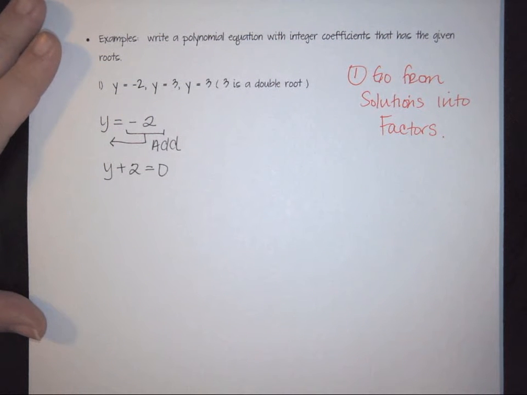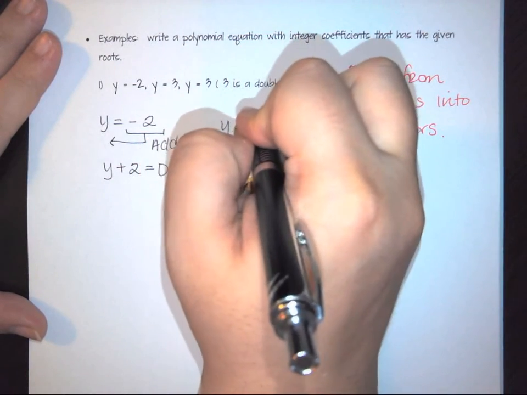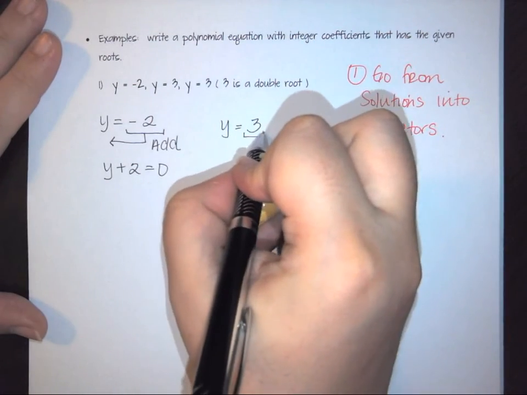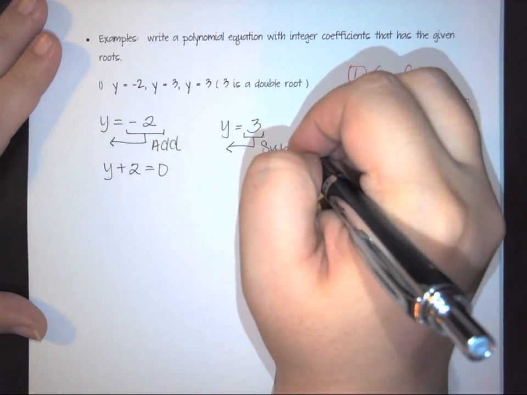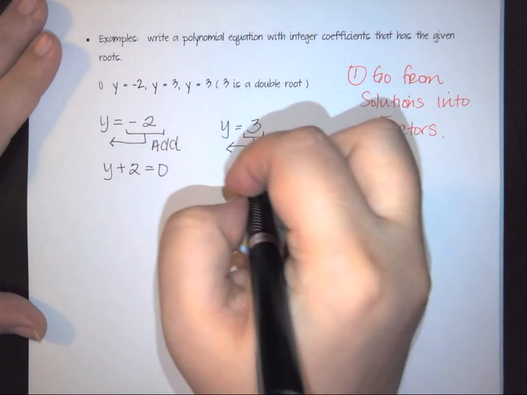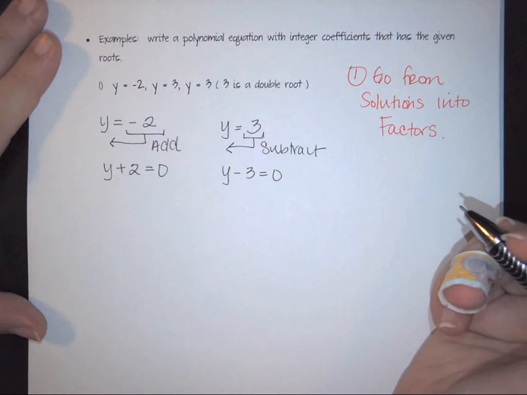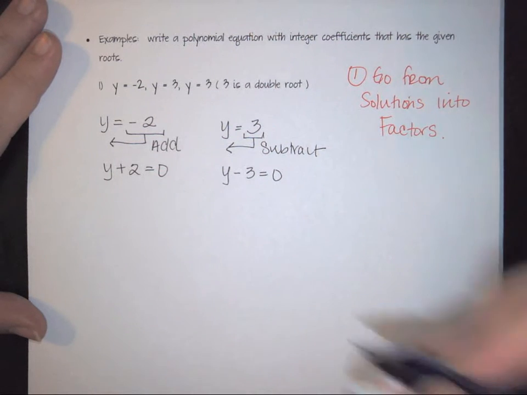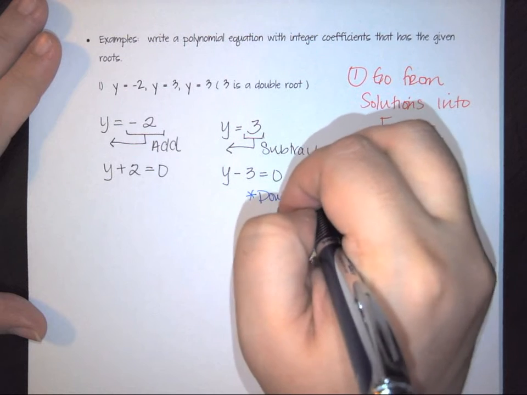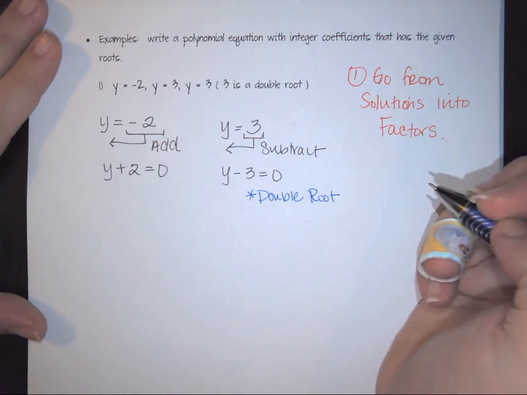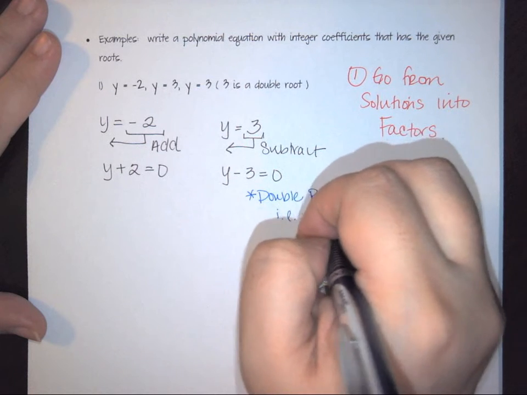Now I need to do the same thing with my other root. So in this case I have y equals 3. Again, I need to take this 3 and shift it because it's positive. Shift says I have to subtract. So here this is going to be y minus 3 equals 0. Now the biggest thing I have to remember about this one is that this is a double root, meaning you have 2 of them.